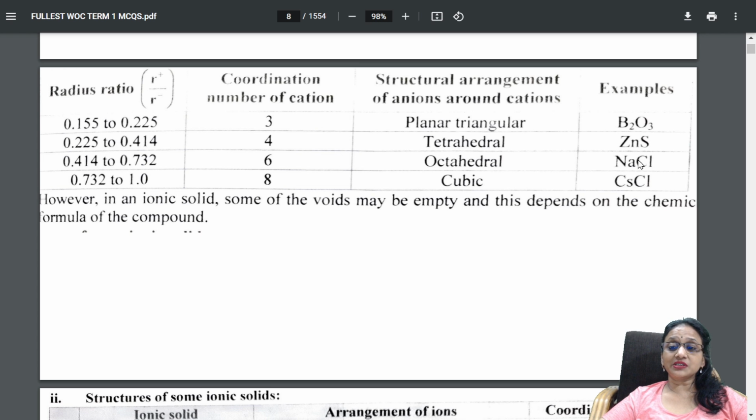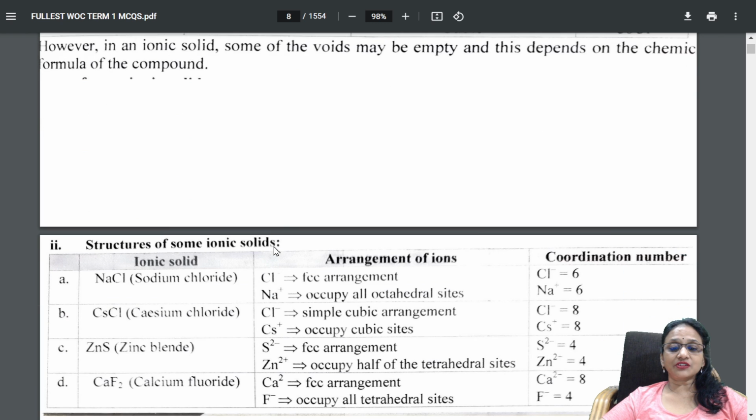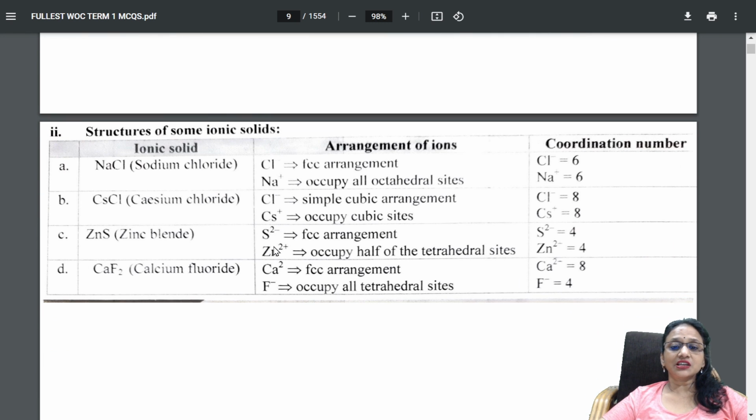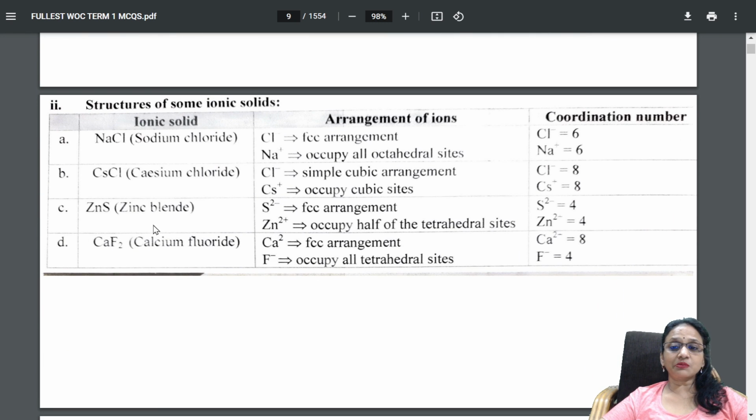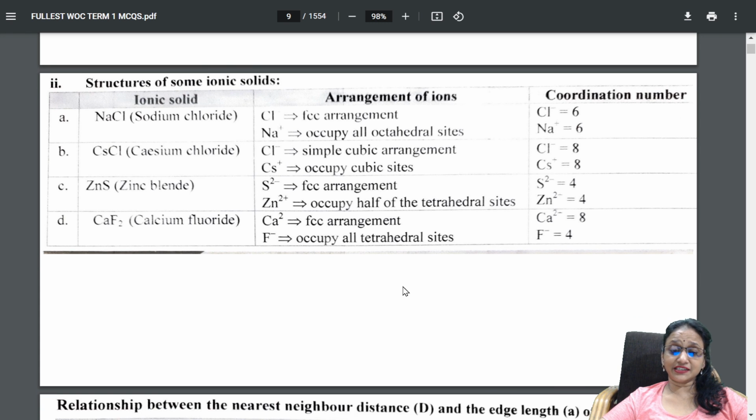Yes, they will ask you which type of crystal lattice NaCl comes under. NaCl is octahedral. The arrangement is octahedral, the coordination number is 6, and the radius ratio is this. All right. After that, they're going to ask you, this is an important table, students, structure of ionic solids. They're going to ask you, zinc blende has which type of arrangement? And what is the coordination number? Sodium chloride has which type of arrangement and what is the coordination number, like that. So you need to learn this table, very important. Quickly memorize it. It's easy.